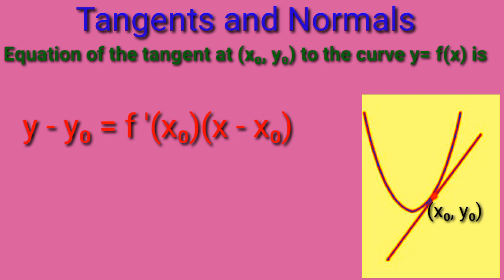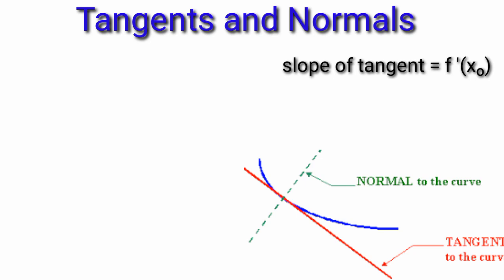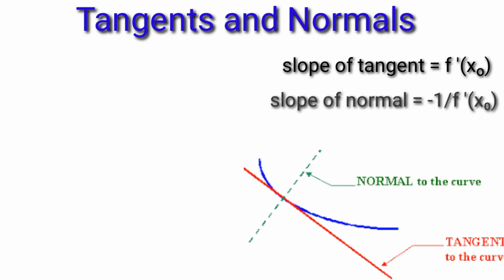And also we know that the normal is perpendicular to the tangent. This is the normal, perpendicular to the tangent there. So we know that the slope of the tangent is f dash of x0. Then the slope of the normal will be its negative reciprocal. Slope of the normal is minus 1 by f dash of x0. The slope of the normal is the negative reciprocal of the slope of the tangent.